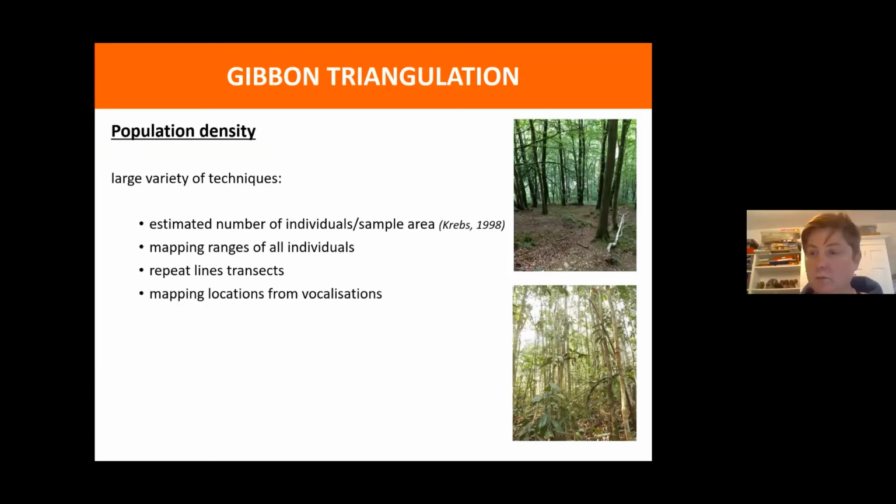You can do repeat line transects, where you walk a single transect or several and count the animals you encounter. Again, not great for gibbons, which are highly arboreal, shy, and difficult to see. Or you can map locations from vocalizations, or triangulation.